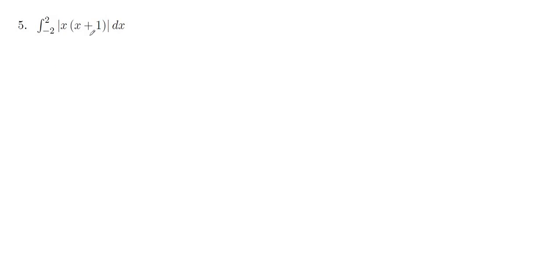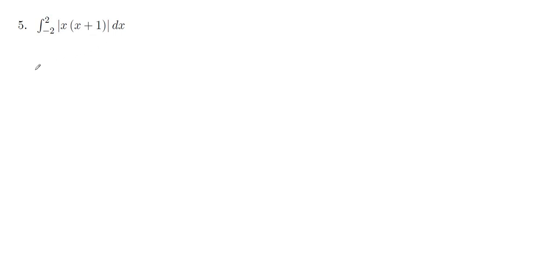So on this problem, we're just integrating a polynomial, but it's inside absolute values. So this expression, if it's positive, you can just drop the absolute values. If it's negative, you have to change the sign of what's inside. So we need to find out where this is positive and negative.